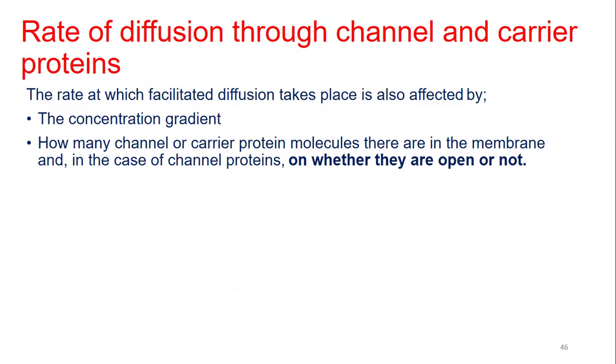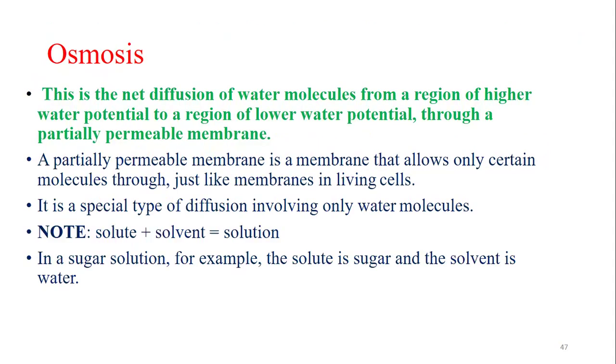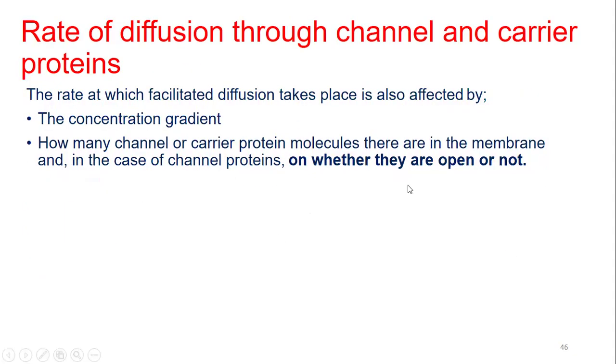Usually the rate of diffusion through the channel and carrier proteins can depend on certain factors. It will also depend on the concentration gradient. We already looked at that factor. So the steeper the concentration gradient, the faster the molecules will be able to cross the cell surface membrane by facilitated diffusion. But we can also look at how many channel proteins are in the cell surface membrane. The more the channel proteins, the faster the rate of diffusion. We can also look at opening, because we have seen some of the channel proteins have gates. So the more gates that are open, the faster the rate of diffusion. If the gates open are very few, then the lower the rate of diffusion. So that is it about diffusion.